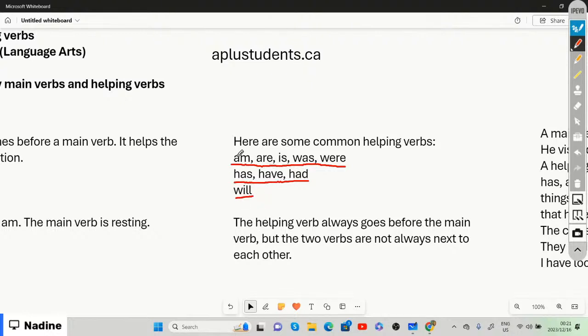And like I say, am is when we say, for example, I am. Are we use when we say you are, they are. Is and was we use for a singular person, right? Or singular thing. But this is in the present and this is in the past. Were we use for plural in the past, and then will in the future.